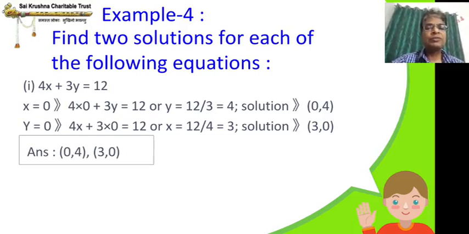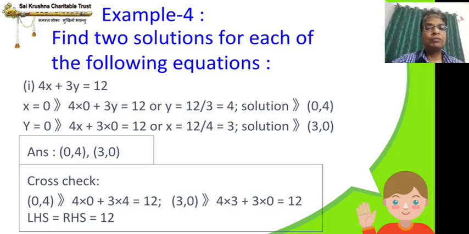Now let us see what the next question is. Yes, most important, I also forgot. Cross check. Now you see the cross check again. (0, 4): 12. (4, 3): 12. So LHS is 12, RHS is given as 12. So LHS equal to RHS equal to 12. So do this cross check on the side of your notebook.